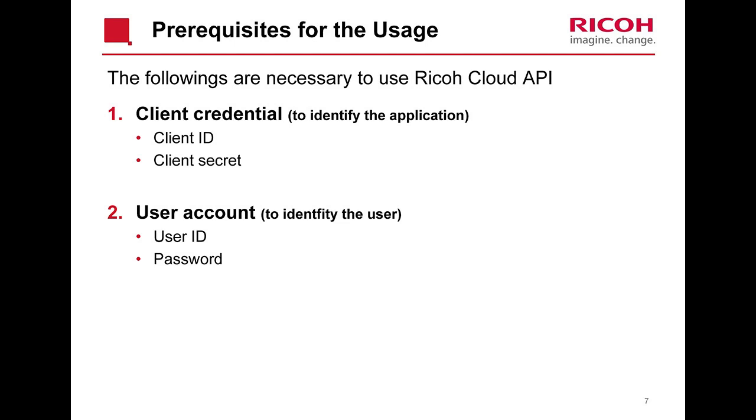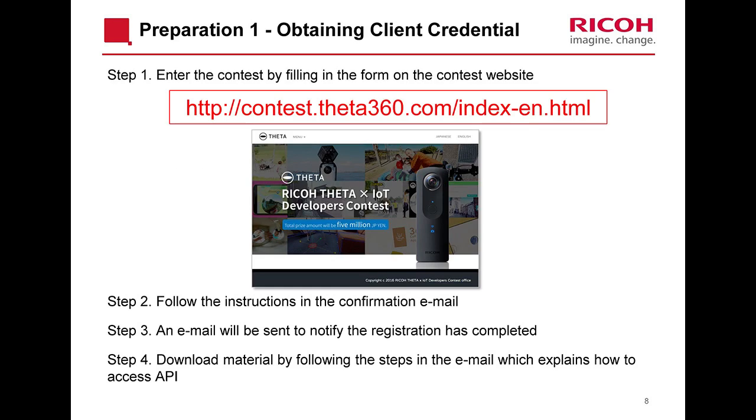You need some other things before using these resources. Please look at the slide. One is a client credential for the Cloud API to identify the application being used. The client credential consists of a client ID and client secret. Another is a user account. The user account is used for identifying the user. It consists of a user ID and password. Using these 4 pieces of information, you can use the Cloud API. For getting the 4 pieces of information and configuring them appropriately, the next slide will show you how to prepare them for you to use.